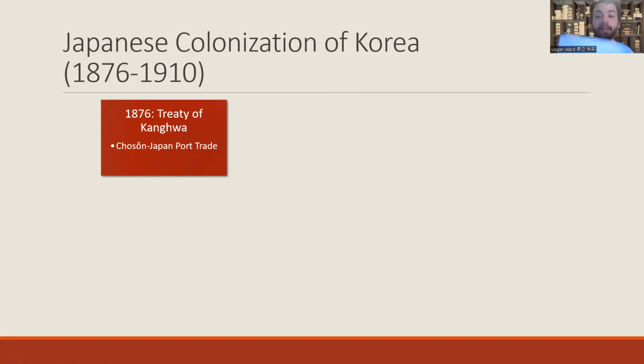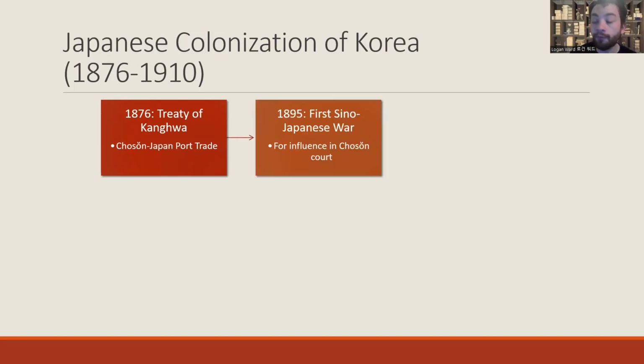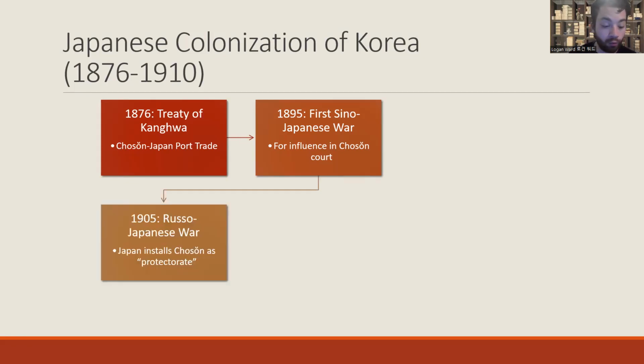So before this, Korea did not allow international trade except for with China. However, Japan competed with China for trade and political influence in Korea after the start of this treaty. And so this led to the first Sino-Japanese War in 1895. And Japan won and pushed China actually all the way out of Korea. So Japan did this again with Russia in 1905 and installed Korea as a protectorate after beating them.